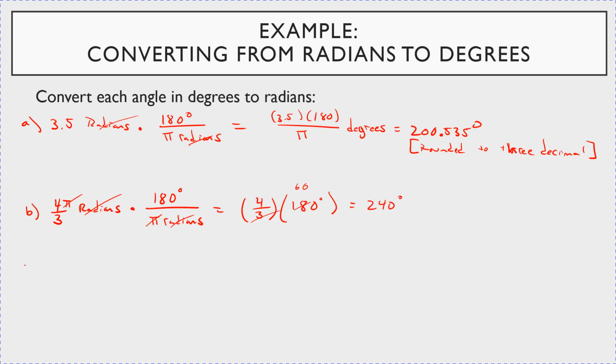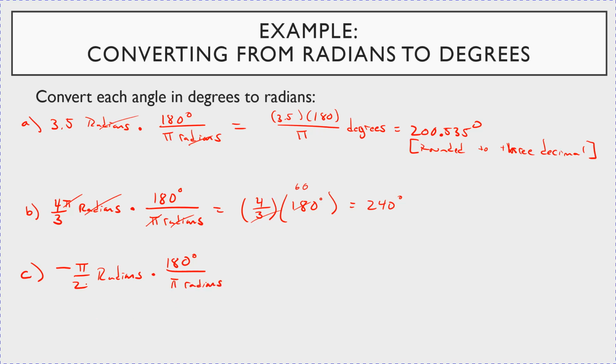All right, let's try this last one here. Let's look at minus pi over 2 radians. All right, so let's change that to degrees. So you're going to multiply by 180 degrees over pi radians.